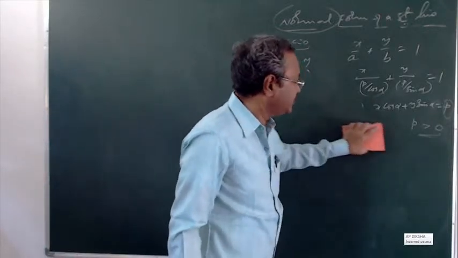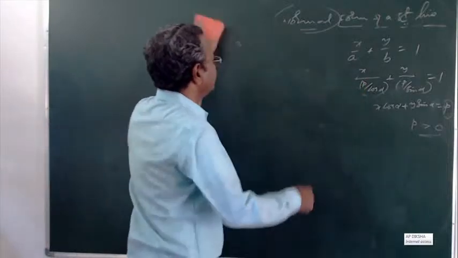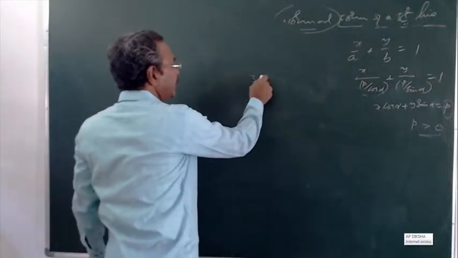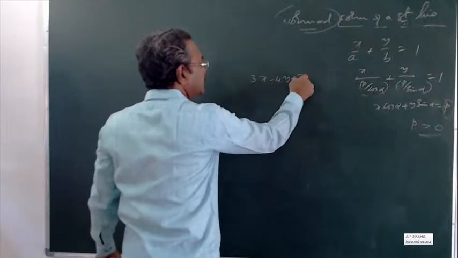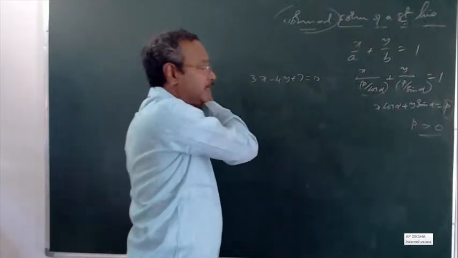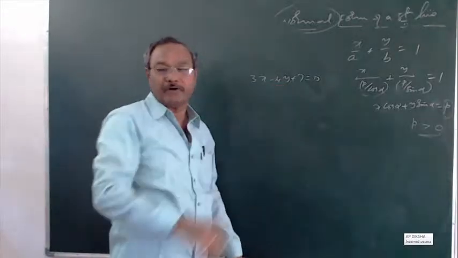General form of straight line equation to normal form. So let us change the equation of the straight line 3x minus 4y plus 7 equal to 0. Convert this equation to the normal form.